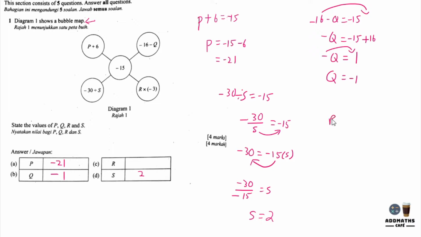For the last one, r times negative 3 will be equal to negative 15. You are required to find r. Bring the negative 3 to that side, it will be negative 15 divided by negative 3. So it will give you 5 as the final answer.